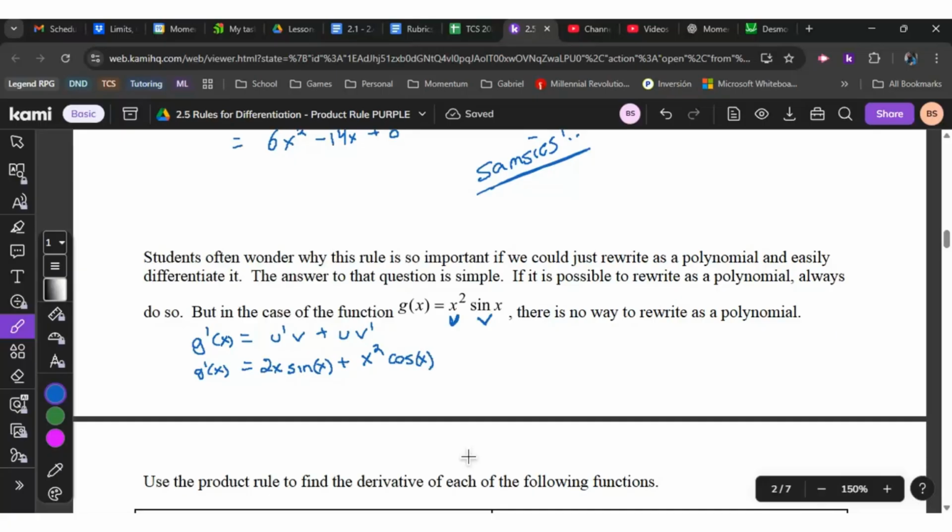And so there, now we can take the derivative of this even though we do not have a way to make it look like a polynomial. I think you can probably agree that wasn't that hard. So that's the answer. Yeah, that's the answer.